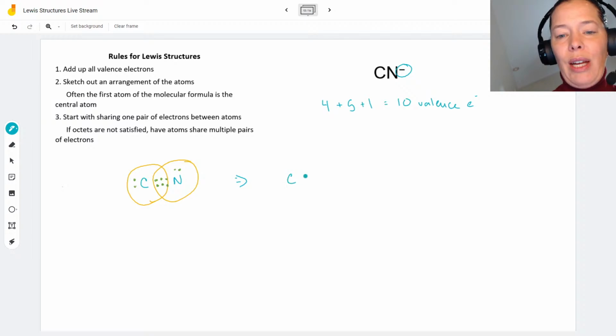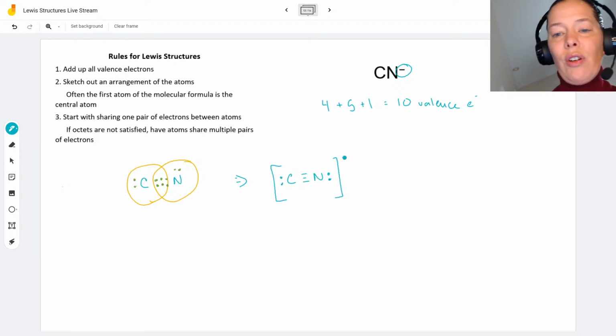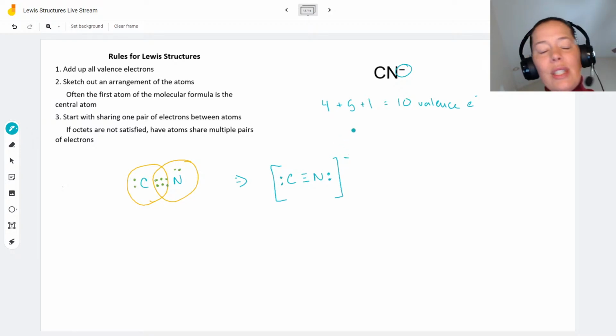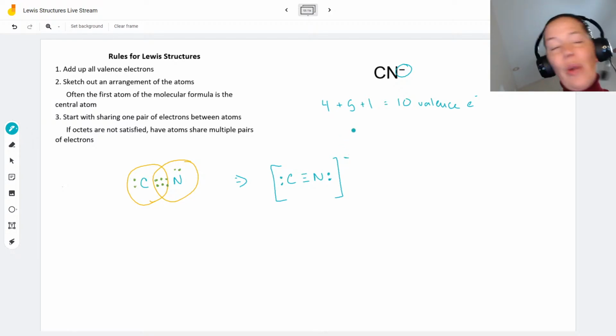So I'm going to rewrite this. Carbon and nitrogen have a triple bond, and they each have a lone pair. Now, because this has a formal charge, I'm going to put brackets around it, and I'm going to put that negative charge there on the outside. Okay, great. Let's go on.